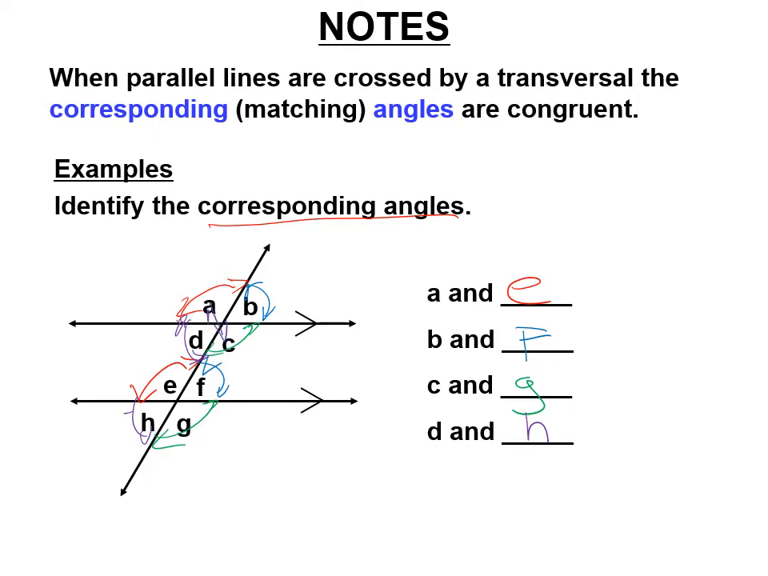Right, so now we have vocabulary for this entire picture. The ones that are back to back are called vertical. The ones that are next to each other are called adjacent or linear pairs, because these are adjacent angles along a straight line. And now we have this symbol, which indicates that those two lines are in fact parallel.